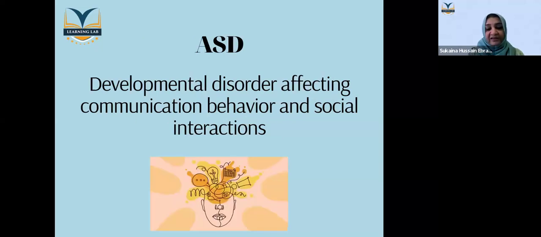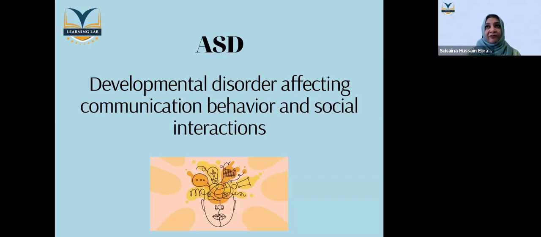Here comes ASD, that's Autism Spectrum Disorder. It's a developmental disorder affecting communication, right? It affects how an individual communicates, behavior, of course, and social interaction, right? Again, it has three stages. It can be mild, it can be moderate, and it can be severe. A few red flags are that they might not give you eye contact, maybe delayed speech, and behavior issues, throwing tantrums, or delayed speech or no speech at all.